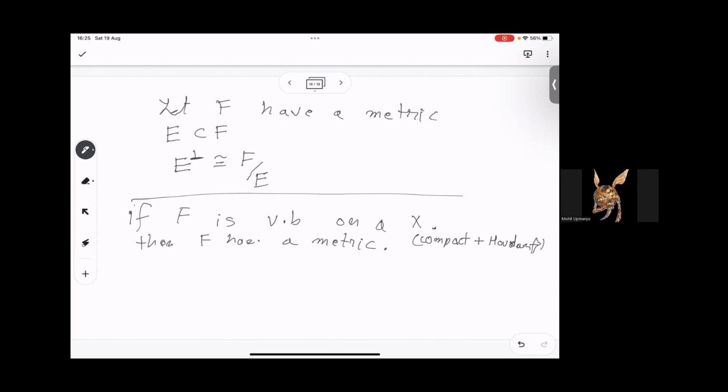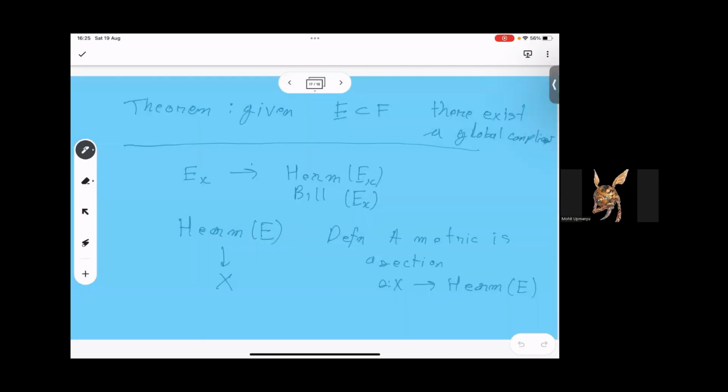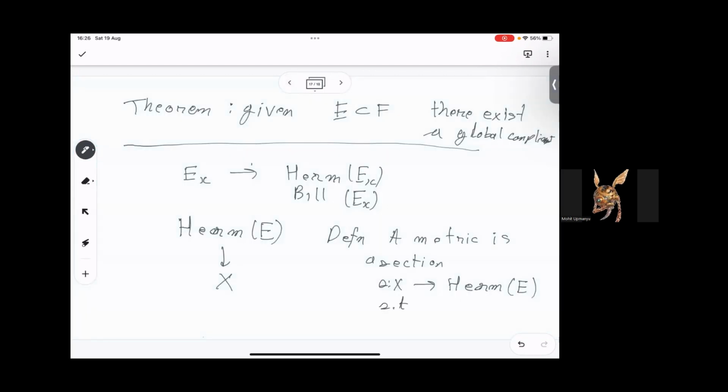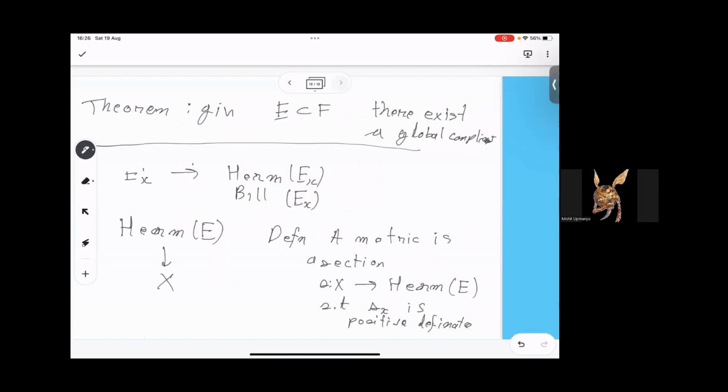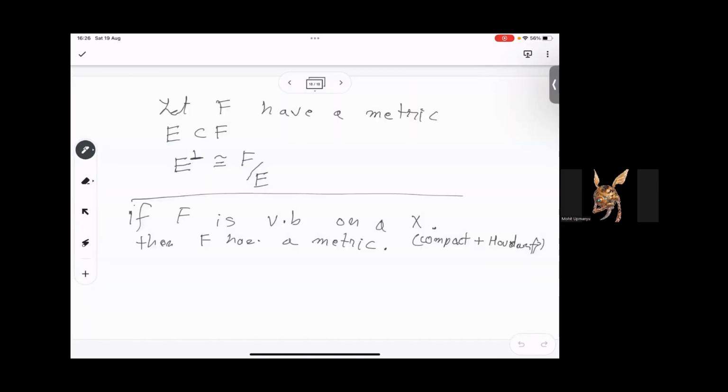So why does F possess a metric? Oh, I think I forgot. Oh yes, this is a section S such that S of X is positive definite. Yeah, this needs to be added, otherwise we won't be able to do things properly. Sorry for that. So if F is a vector bundle on X, then F has a metric. How do we prove this statement?